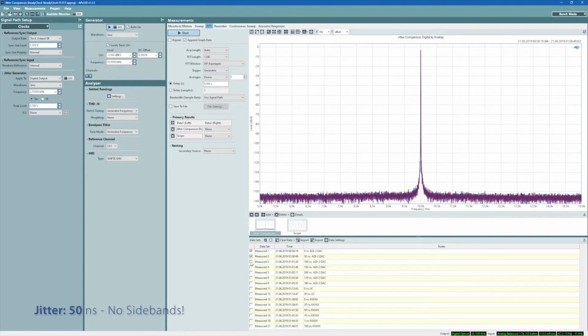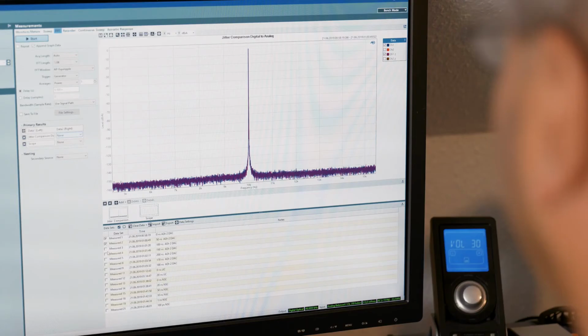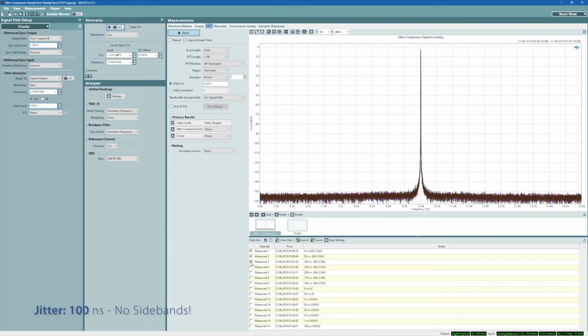Yes, there are no sidebands visible. This is 100 nanoseconds, still nothing visible. And this is a really ridiculously high 150 nanoseconds of jitter. Nothing. Conclusion?